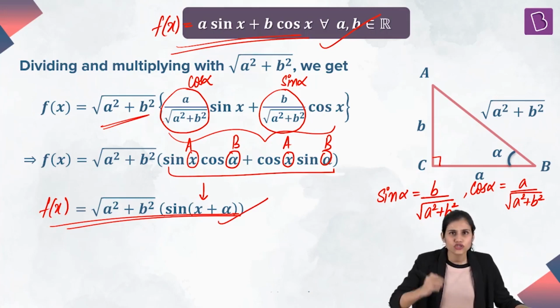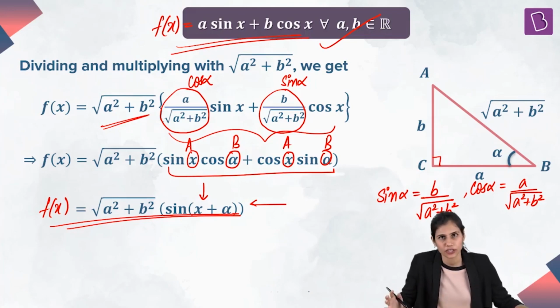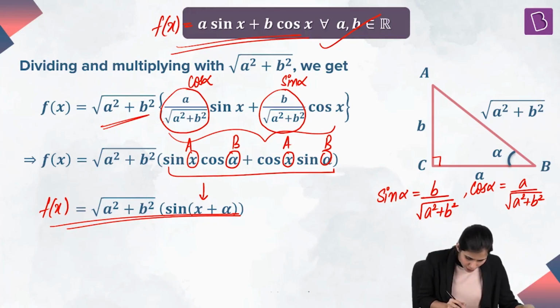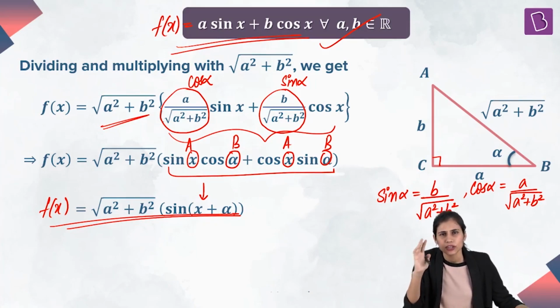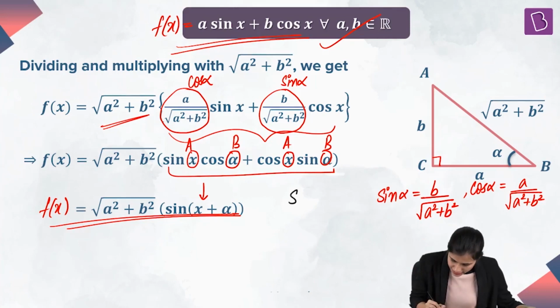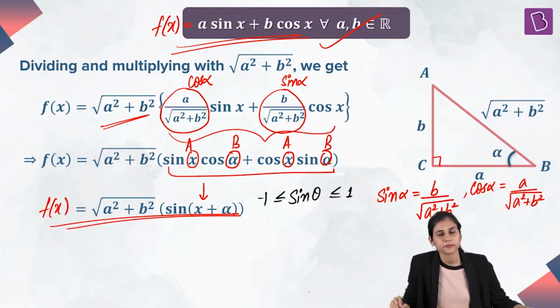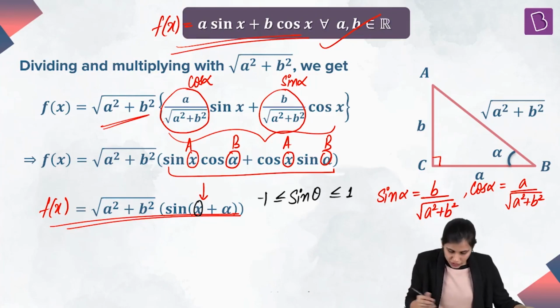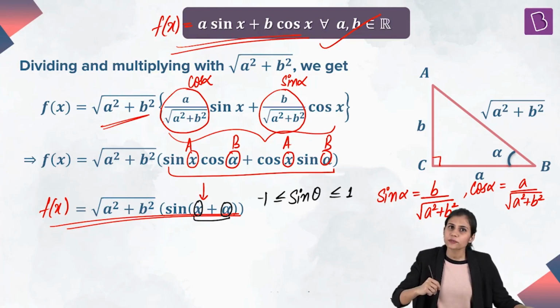Because both are the same, we are going to compute the range, or the min and max, for this particular function. How? Let me tell you. Please recall that no matter what real angle theta is, sine theta is always between -1 and 1. Now I told you x is varying over real numbers. So x is real, alpha is real, and definitely x plus alpha is also real. So sine of x plus alpha will also be sandwiched between -1 and 1.